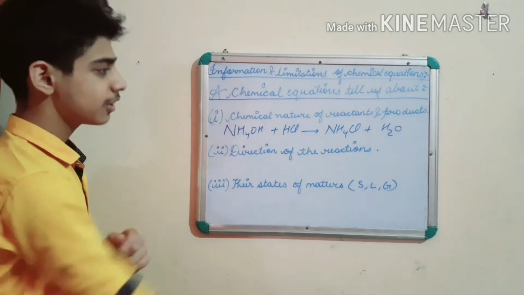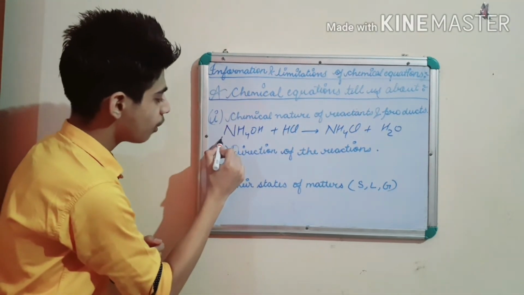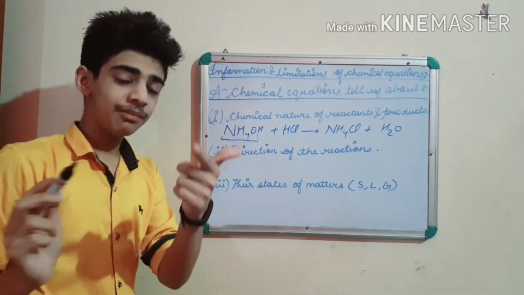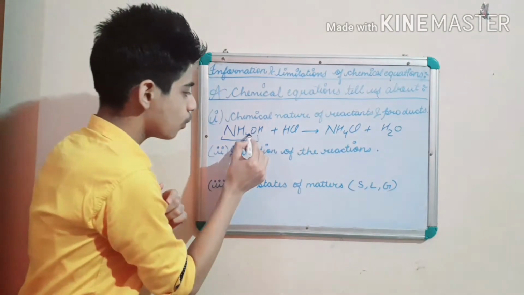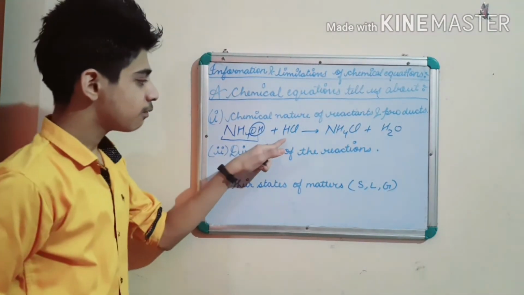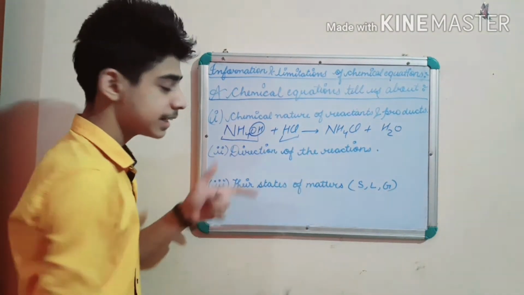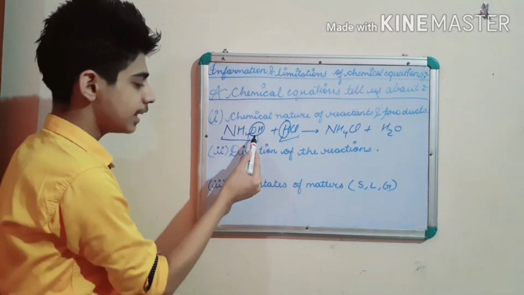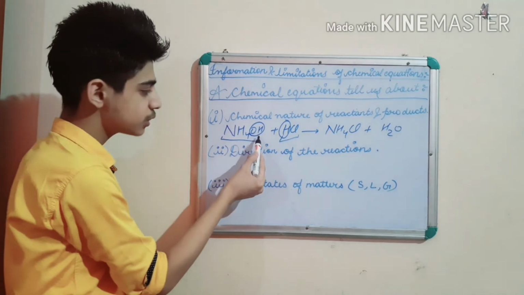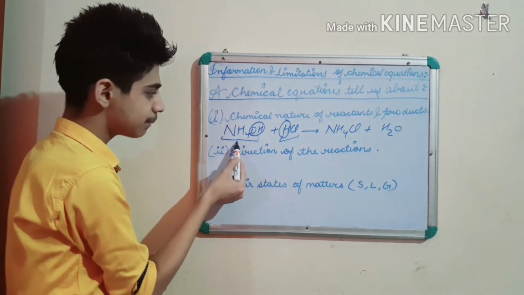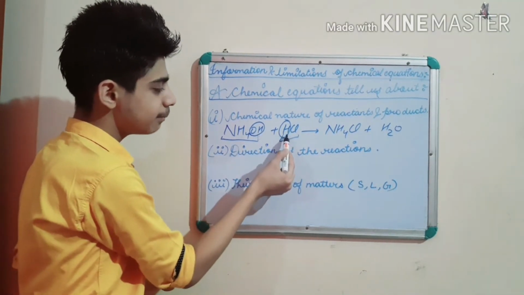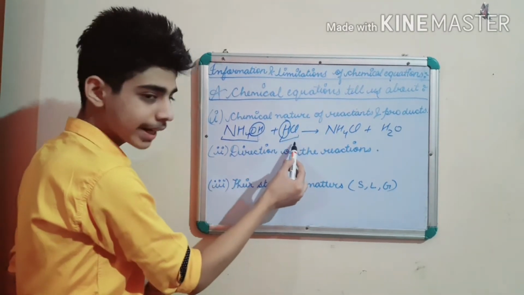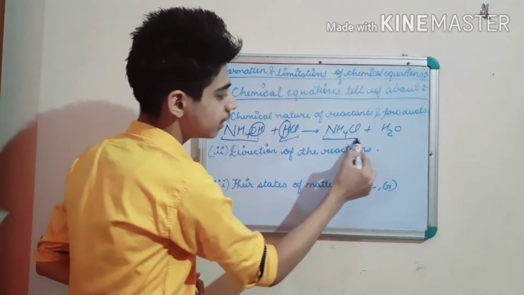So chemical nature of reactant means, what is this? This is a base. I tell you what is base, in which OH is present. What is this? HCl. It is an acid. How do we know? H is present. The negative ion, hydroxyl, means OH minus ion is present, so it's a base. H plus ion is present, means it's an acid. So it tells us that when a base and acid react, it gives us a salt. What is salt?